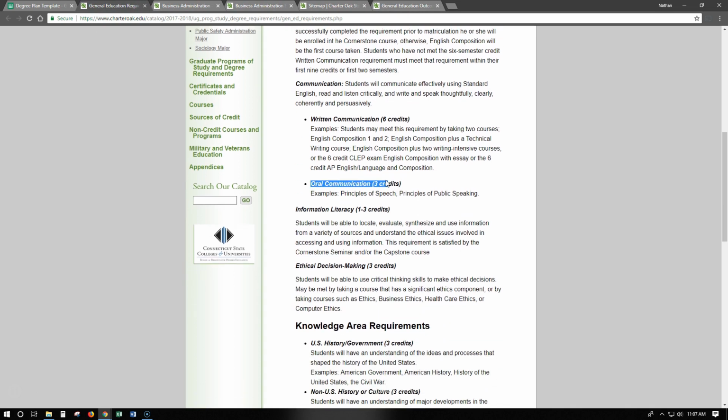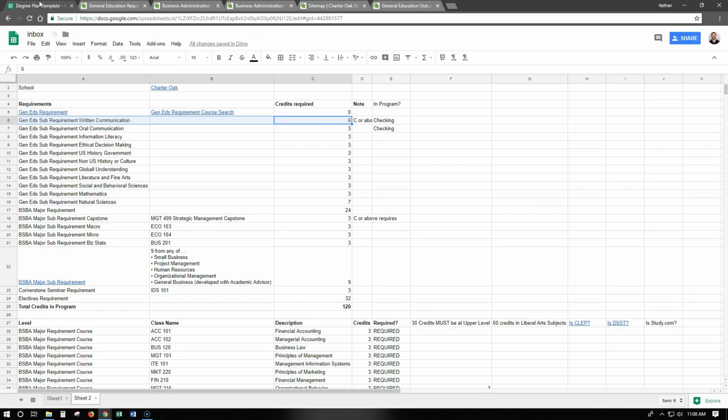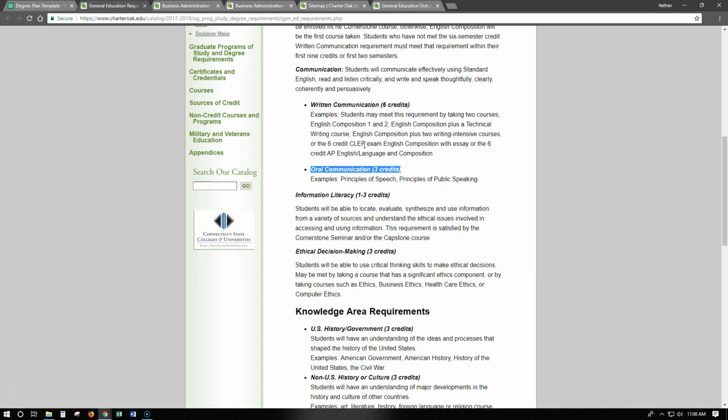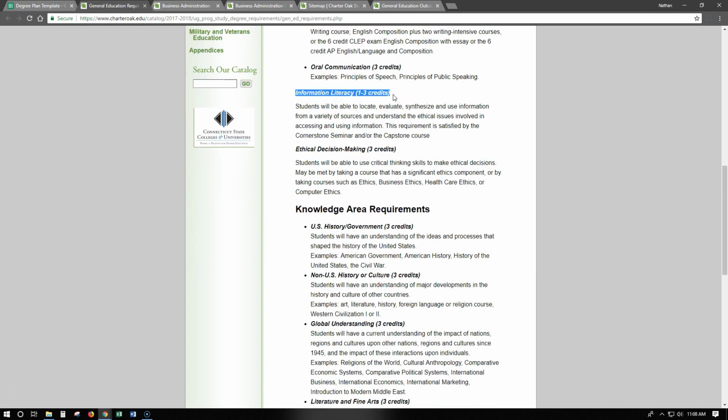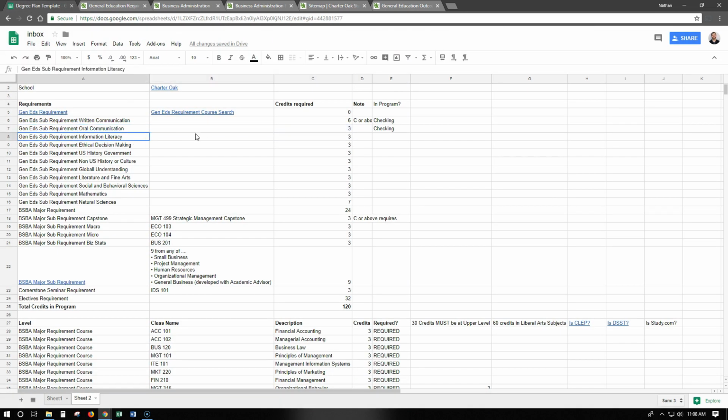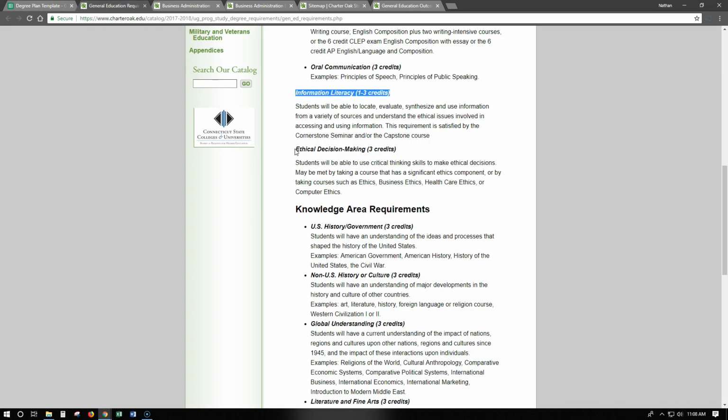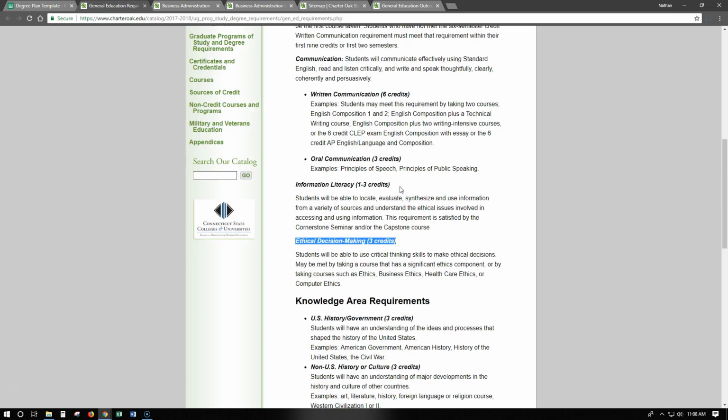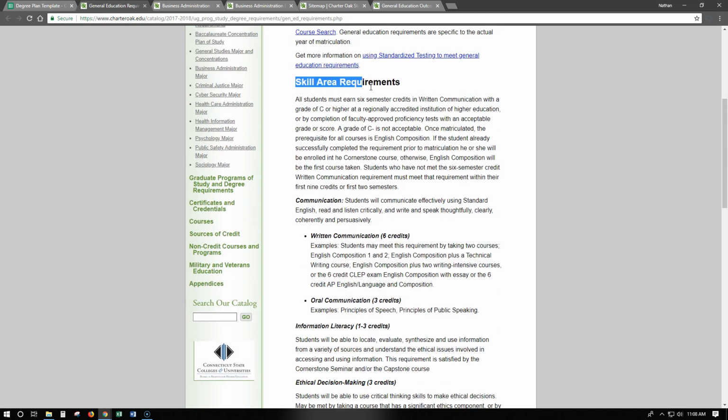And we also need 3 in oral communication. So we actually need 9 specifically for communication. 6 in written, 3 in oral. So here's our oral communication. Now we need information literacy, 1 to 3. Okay, there's information literacy. Now we need ethical decision making. That all falls under skill area.